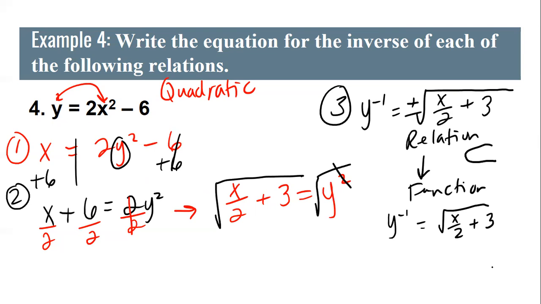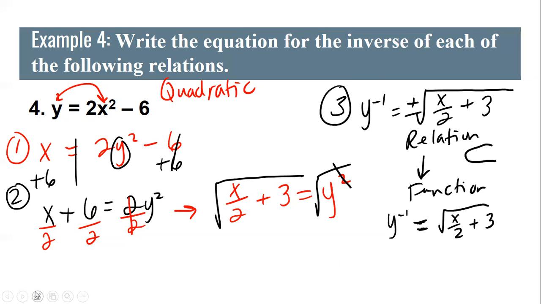Okay. But this is the inverse relation. Are we comfortable with that? Yeah. But if I was to graph this, it would create a sideways view. I would have to have only the positive, not the negative, and the positive is possible as a function.